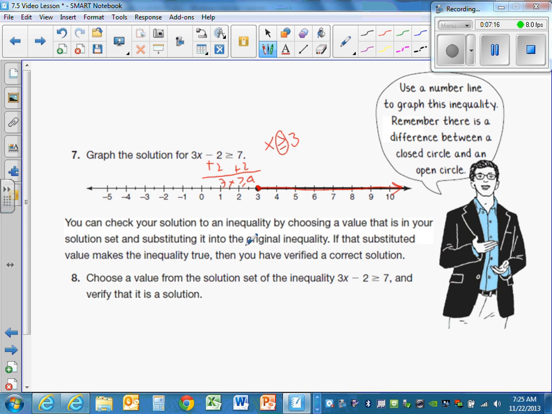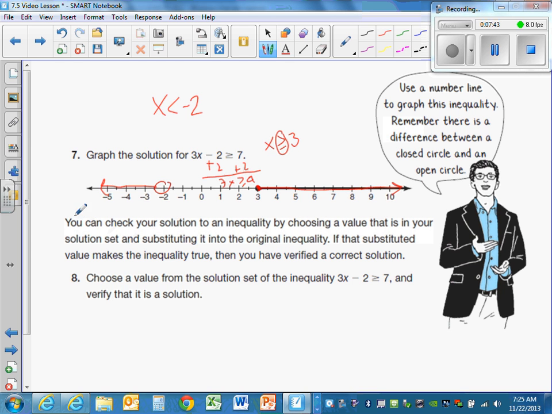If you had an answer like x is less than negative 2, that means negative 2 is not included in the solution set, so you would have to draw an open circle at negative 2 and then show anything less than negative 2. So the open circle and the closed circle are totally different. Make sure that you pay very close attention to whether you're leaving your circles open or closed.